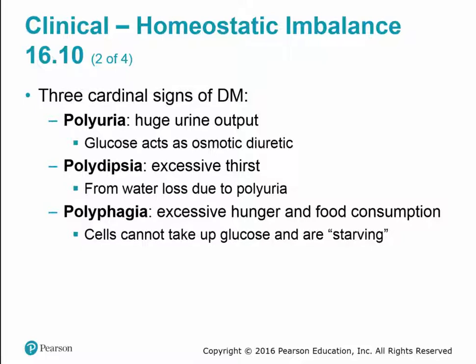And then the third sign is polyphagia. So this would be excessive hunger and food consumption. So the person could be eating all day and still feel hungry because the cells are unable to take up that glucose and energy. So essentially the cells are sending a signal that they're starving. They need glucose. But even though the person's producing insulin, the cells aren't able to respond to the insulin and take up the glucose.